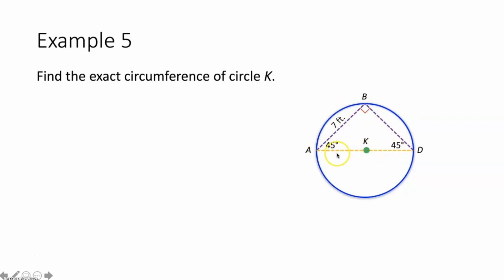Now, how is that going to help us find our diameter here? We need the diameter in order to figure out our circumference. Well, in a 45, 45, 90 degree triangle, we know a couple things. We know that the lengths of the legs are congruent, meaning that the measure of segment AB has to be equal to the measure of segment BD. So both of these segments are 7 feet.